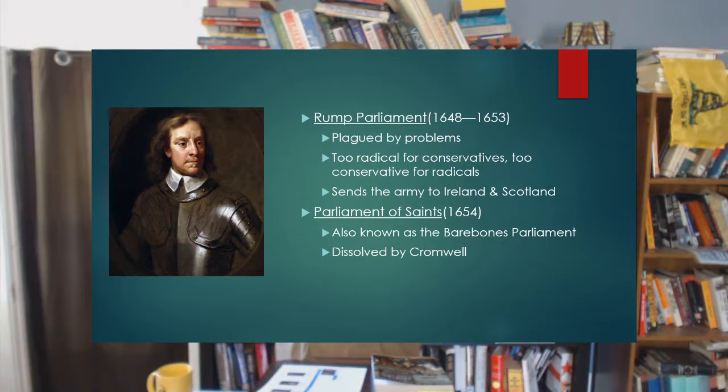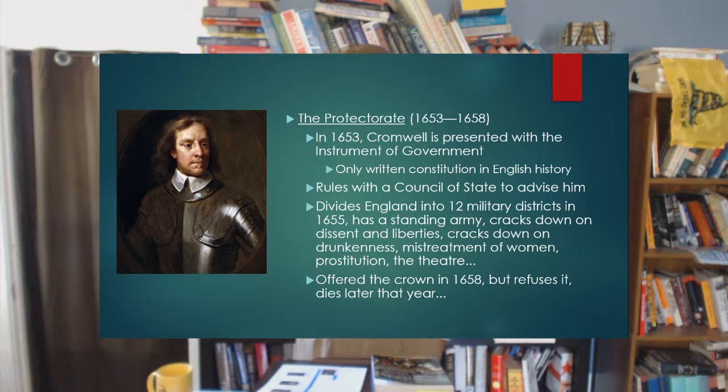Cromwell asks all the church leaders from throughout England to come and form a new Parliament of Saints. Basically, the idea is we're churchmen, so we'll be above politics. It doesn't go well, and it gets dissolved by Cromwell. In 1653, Cromwell is presented with the Instrument of Government. This is when they start calling England ruled by the Protectorate. Cromwell is the Protectorate. He basically divides England up into military districts, and this is when the intolerance of the Protectorate kicks in. There's a standing army.